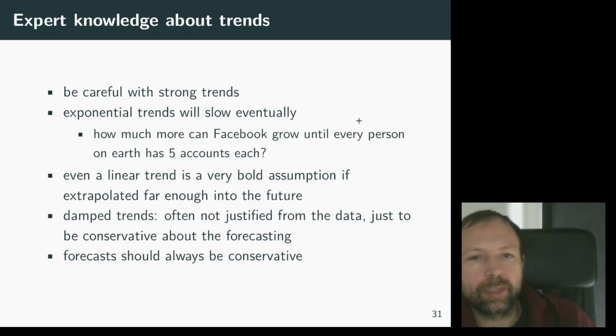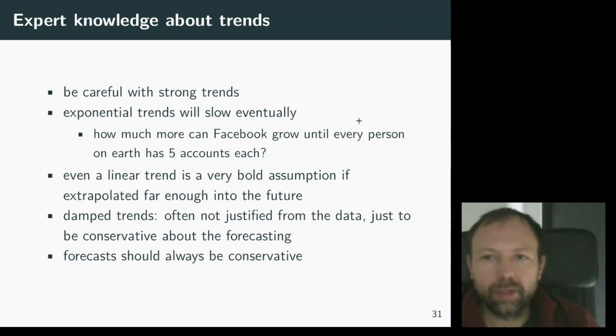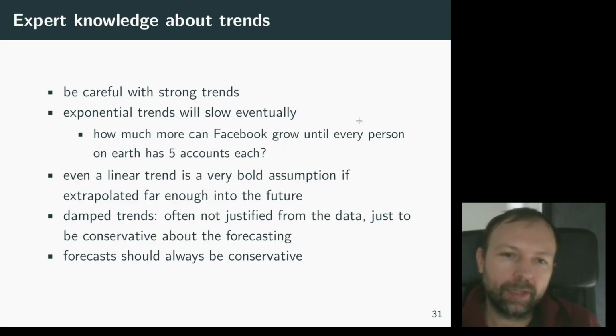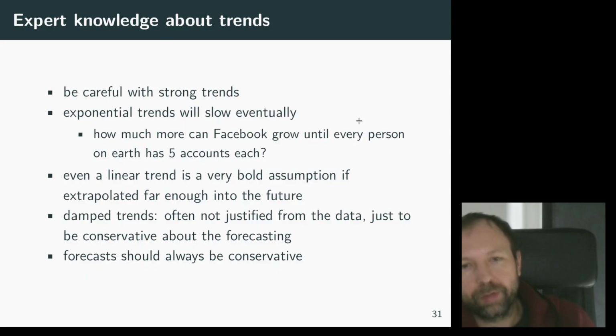And that's the whole idea of a damped trend, right? Things like damped trend exponential smoothing models are not justified from the data. You don't see in your data a damped trend. The idea is just, let's be conservative about our forecasting. Let's dampen the trend. It's always a good idea to make forecasts that are conservative. It leads to better accuracy usually, and to not looking stupid by confidently predicting things that don't happen.